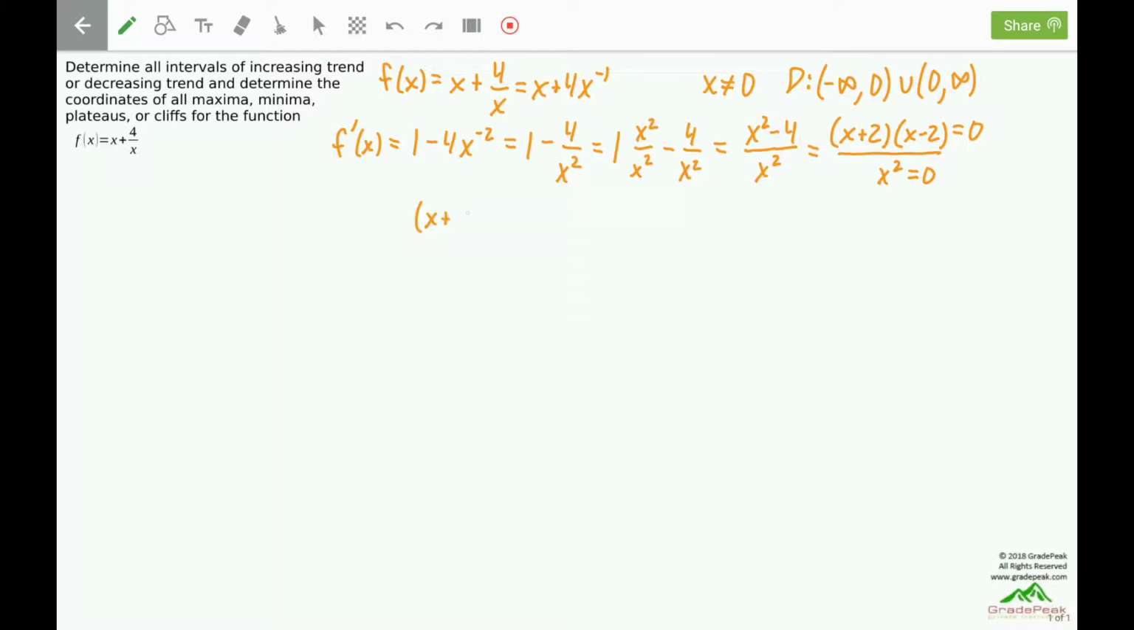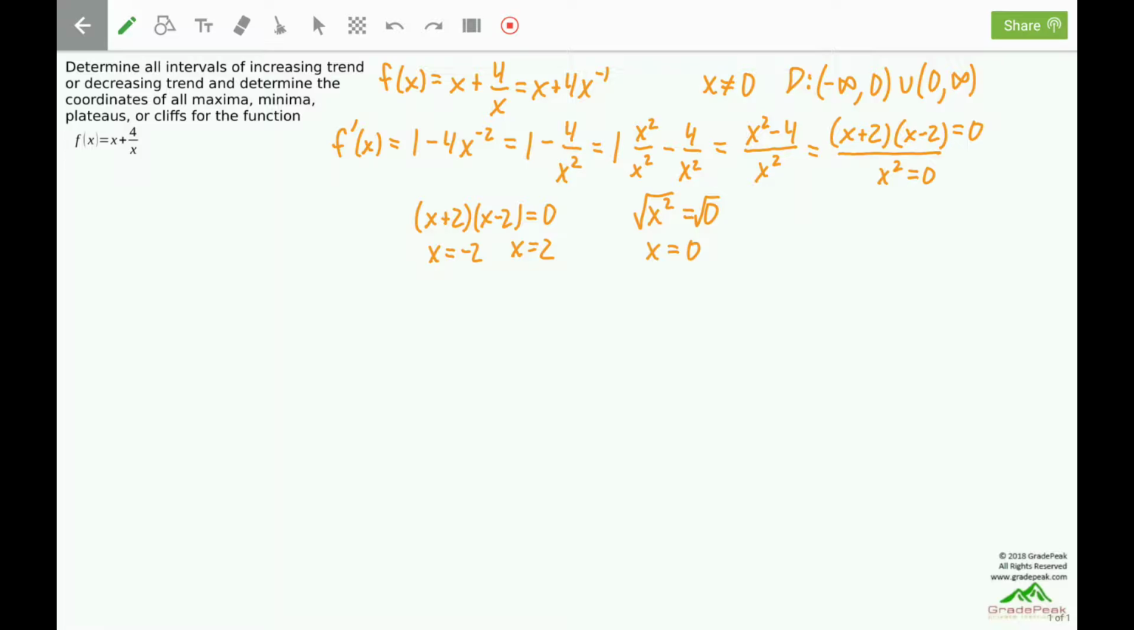Starting with the numerator, x plus 2 times x minus 2 equals 0. This gives x equals negative 2, where x equals positive 2. Now the denominator, x squared equals 0. We can take the square root of both sides. The square root of x squared is x, and the square root of 0 is 0.